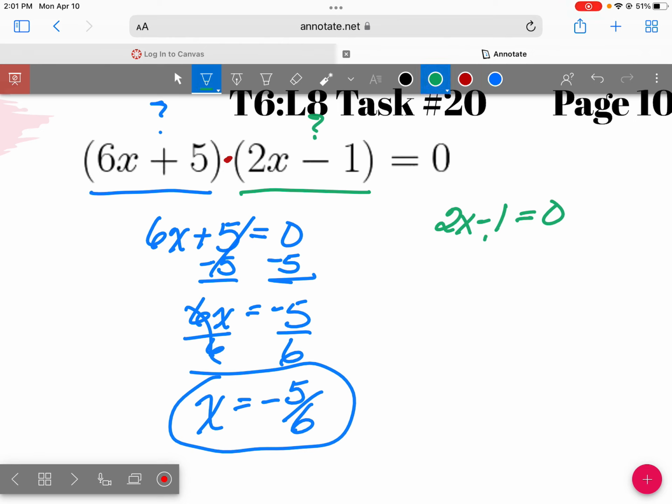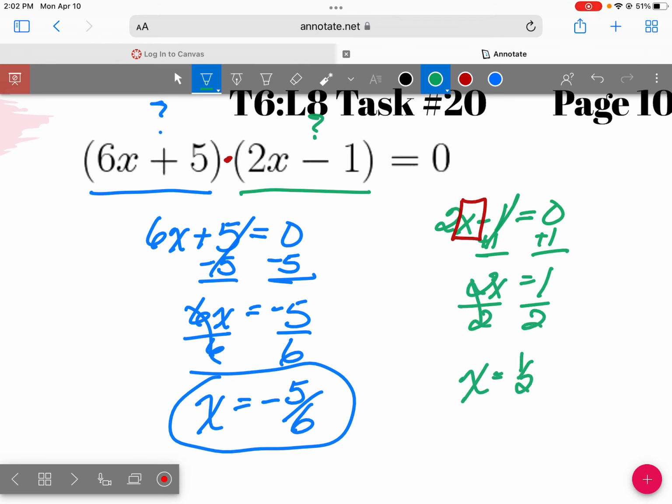And for this one over here, add 1, because we're trying to isolate and solve for my x. That gives me 2x equals 1. Divide by 2, divide by 2. X is equal to 1/2. So those are the two solutions for that second problem.